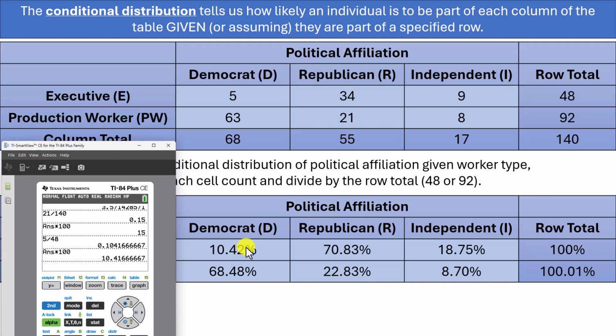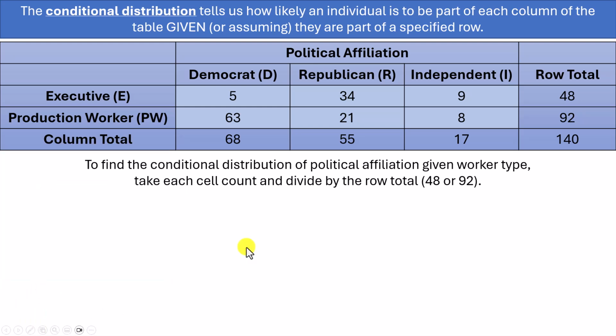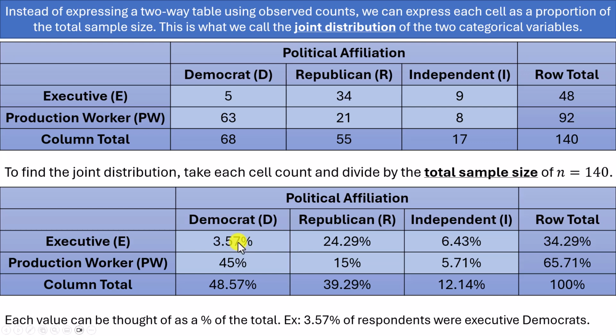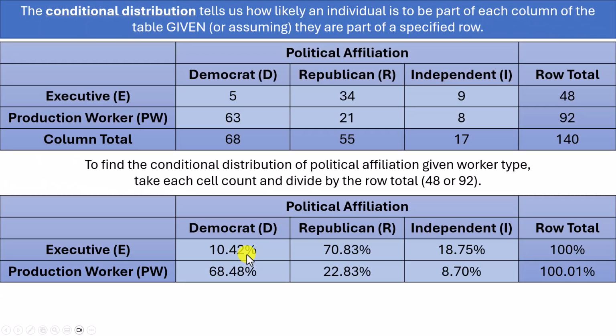What does this number mean? Well, before, when we talked about the joint distribution, each value could be thought of as a percentage of the total. So the 3.57% represented that 3.57% of the total individuals were both Democrats and executives. So what does this number, 10.42%, represent?